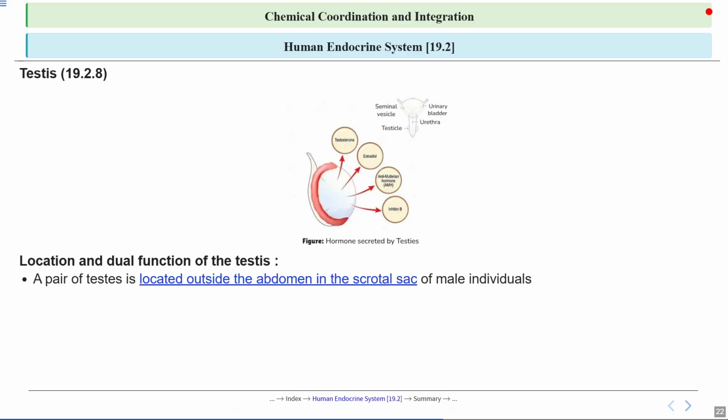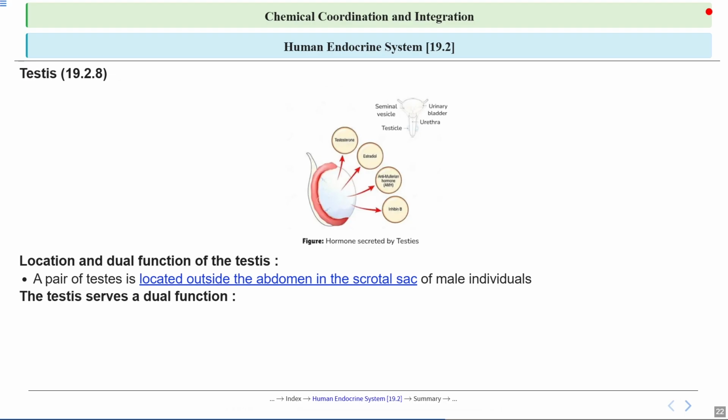So, in males, the testes are kept outside the body in the scrotum to maintain a slightly lower temperature than the body, which is necessary for proper production of sperm. And this placement helps ensure that the testes function correctly, as sperm production is more efficient at lower temperature, which is a few degrees below our body temperature.